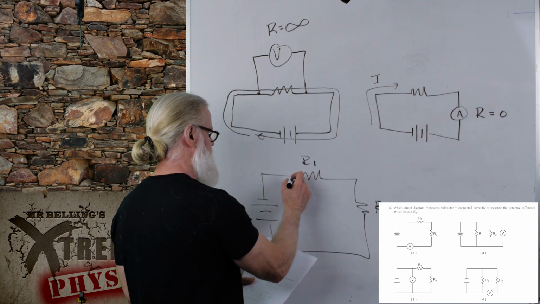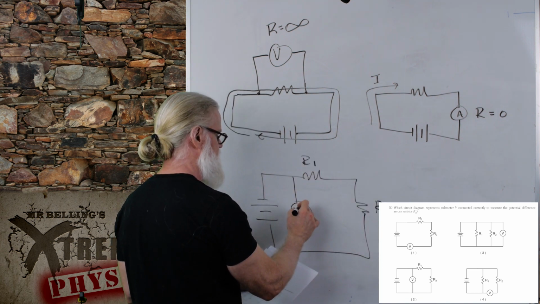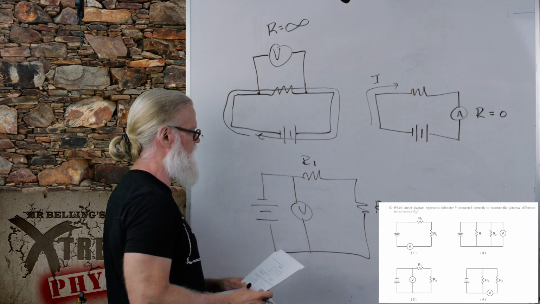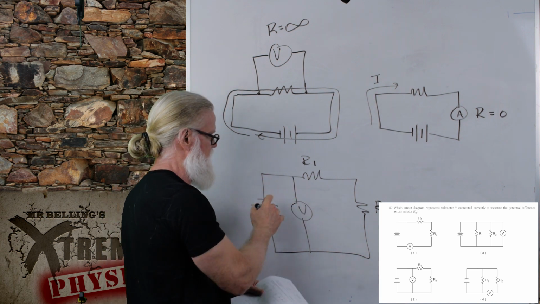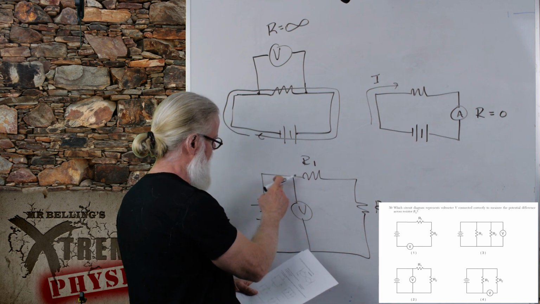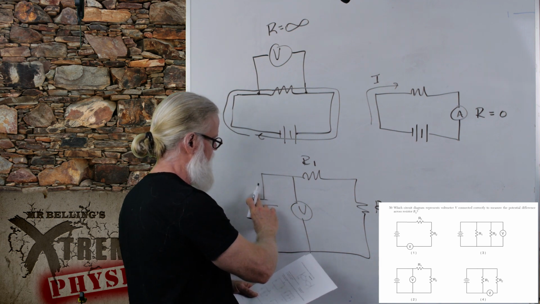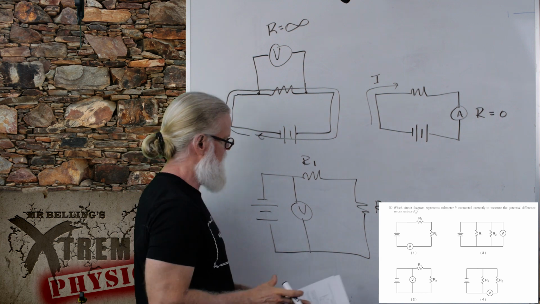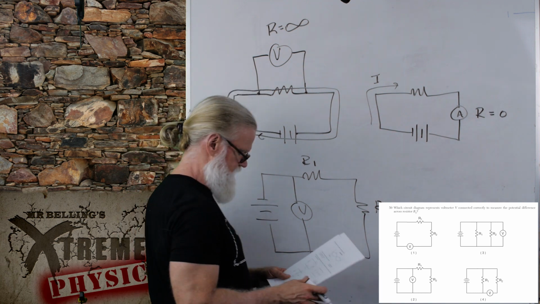2, let's see, what would happen if I put a voltmeter here? Would that affect the circuit? No, not really. I put an infinite resistance from here to here. That's okay. But what does this measure? This is actually just measuring the potential difference across the battery and also the potential drop across R1 and R2. So that's not what we want.